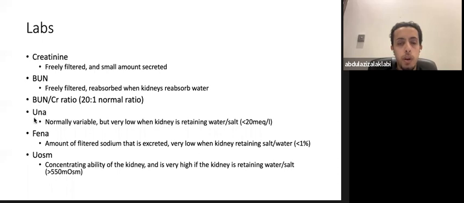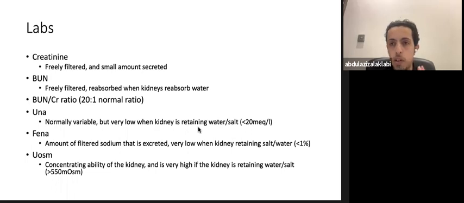The urinary sodium is the amount of sodium present in the urine. So when you're testing the urine, you will test how much sodium there is, and this is what the value urinary sodium is. Normally it's variable, depending on how much sodium you're taking in. If you're eating a lot more salty foods, it varies, but it is very low when the kidney is retaining water and salt.